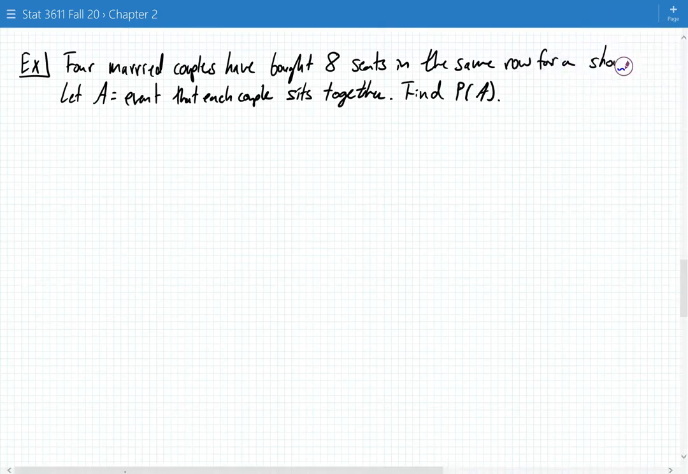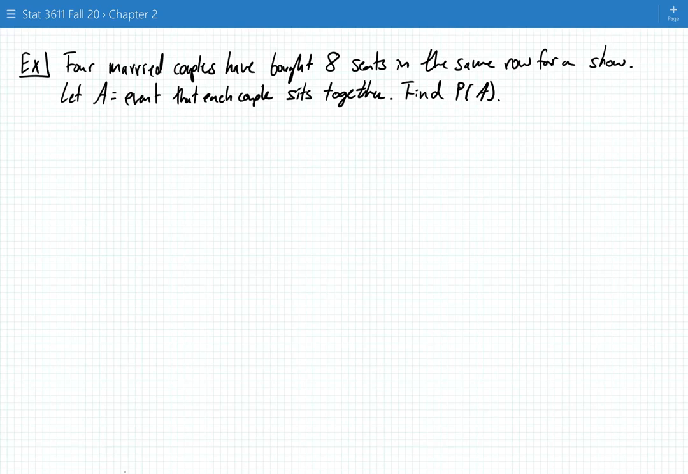All right. 4 married couples have bought 8 seats in the same row for a show. A is the event that each couple sits together. Let's find the probability that each couple sits together. The idea here is that any seating arrangement is equally likely. Like they sit down at random, or you think about buying your tickets: you buy 8 tickets, each person just gets 1 ticket. What are the odds that each couple gets to sit together?